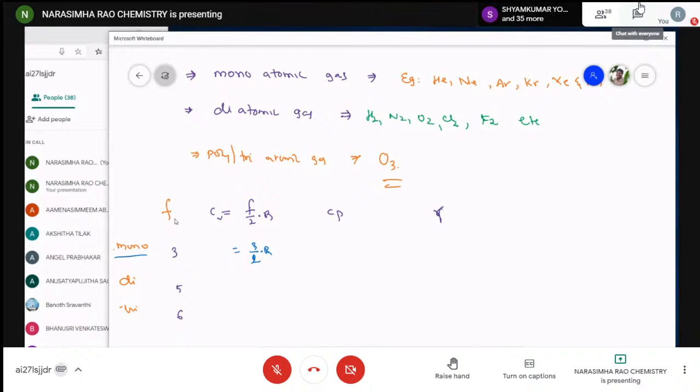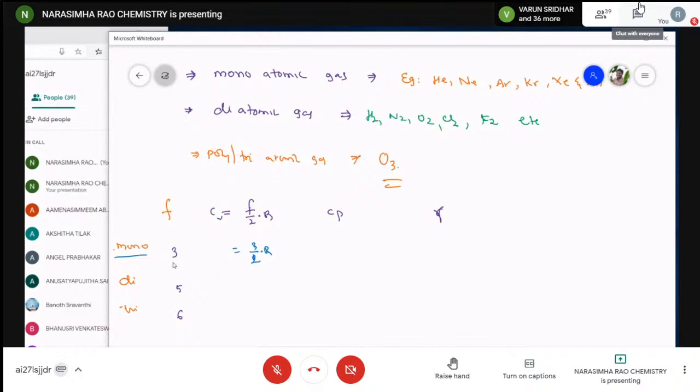F is degree of freedom, it is a characteristic property of the gas. ఇది మళ్ళీ వేరే దానికి లింక్ ఉంది. మనకి సఫిషియంట్ టైం లేదు, ఇక్కడి నుంచి ఇక్కడికి రావడం, మళ్ళీ బ్యాక్ వెళ్ళడం టైం వేస్ట్. That's why I'm simply explaining F is degree of freedom of the gas. F depends upon the nature of gas.